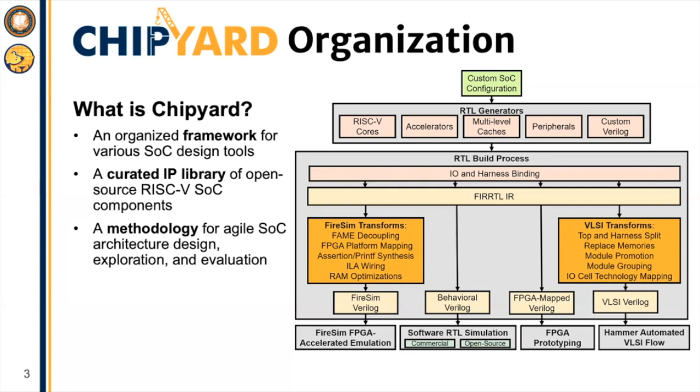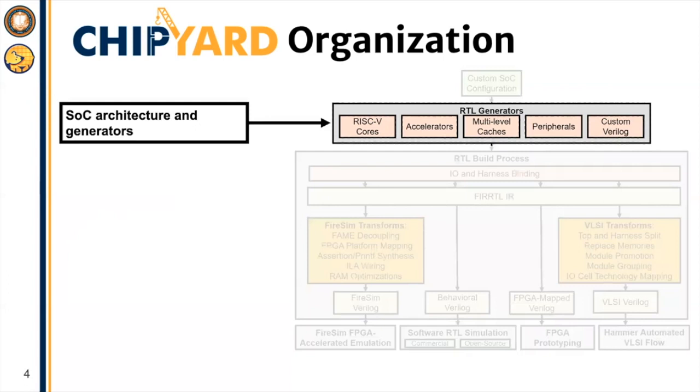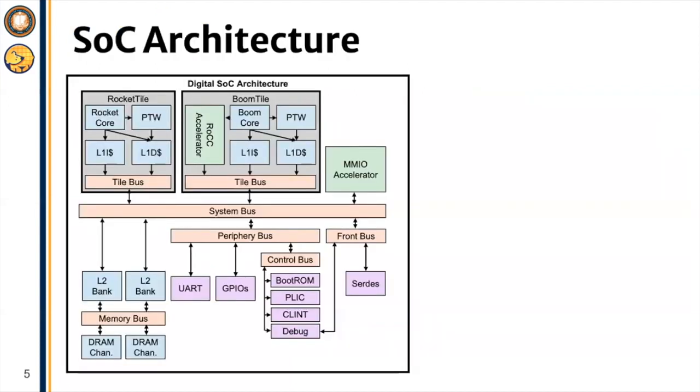So I'm going to walk through the various parts of this diagram and go into more detail over the various components here. I'm going to start with the library of SoC component generators in Chipyard, because these generators and how they interact with each other is really what defines the set of SoCs which Chipyard is capable of describing. This is an example of a high-level block diagram of an SoC that one might generate in Chipyard.